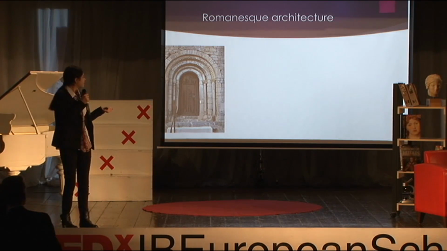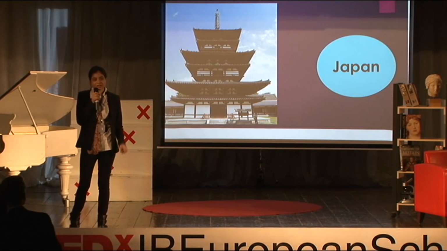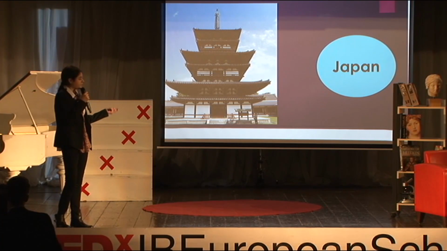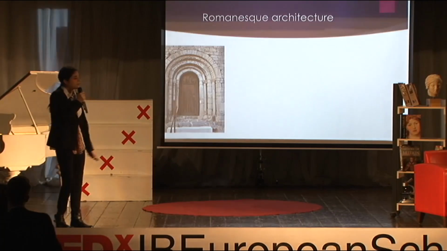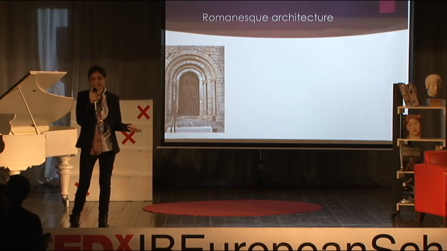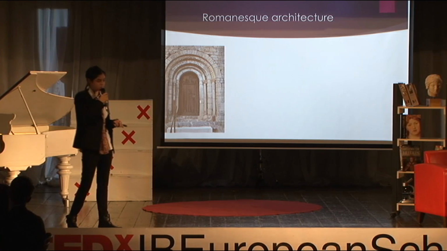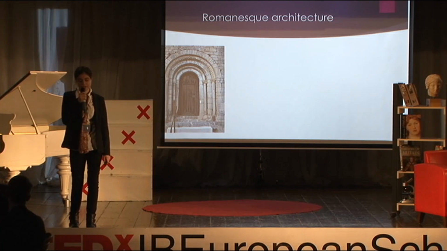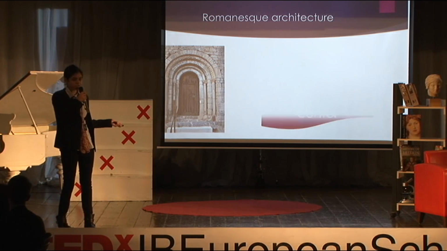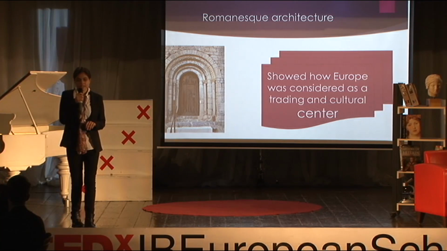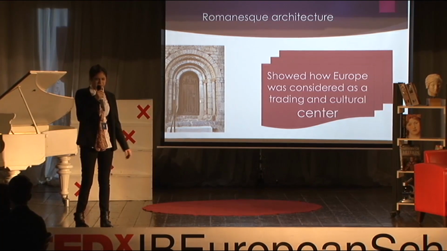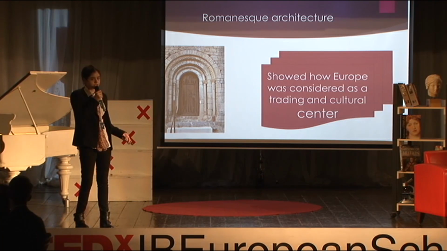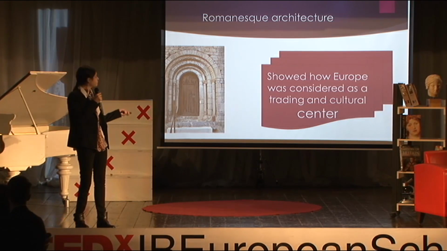This style can tell us about the condition of the country, so we can easily guess them because of their unique style. Now I want to take different architectural styles and tell you what they show us about their period of time. Throughout history, there were many different architectural styles that each country followed. Like Romanesque architecture, it is known mostly in the Middle Ages, and it could be seen right across Europe. And it showed how Europe was considered a culture and trading center.